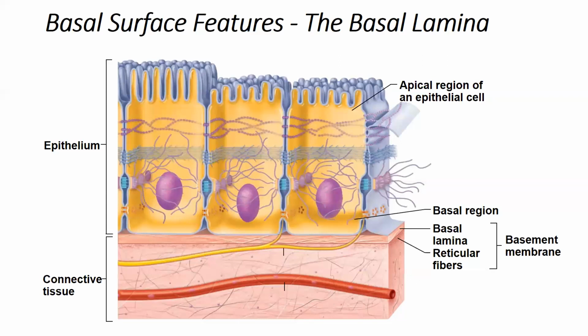Does that make sense, everyone? Reticular fibers are originating from the underlying connective tissue. That's where they're coming from. But they are reaching up, coming in contact with the basal lamina to, again, anchor this tissue to the underlying connective tissue, because you want to keep it anchored. Okay, does that make sense?